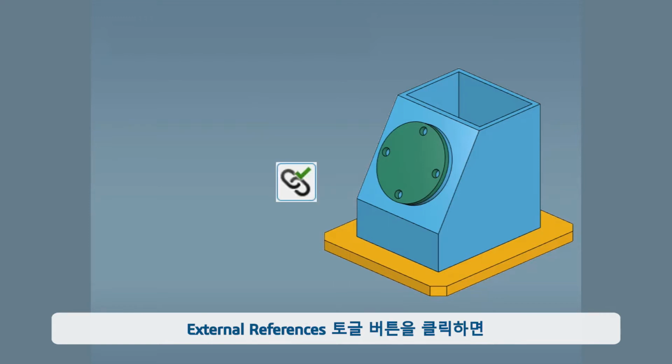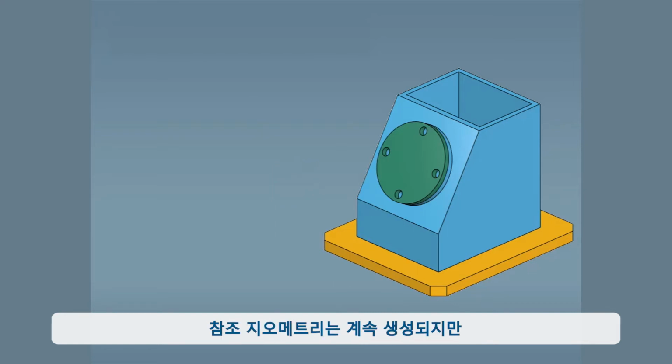If the external references toggle is clicked, the borrowed geometry will create links and maintain the references with changes. If it is cleared, reference geometry is still created, but the geometry does not keep pace with the changes.